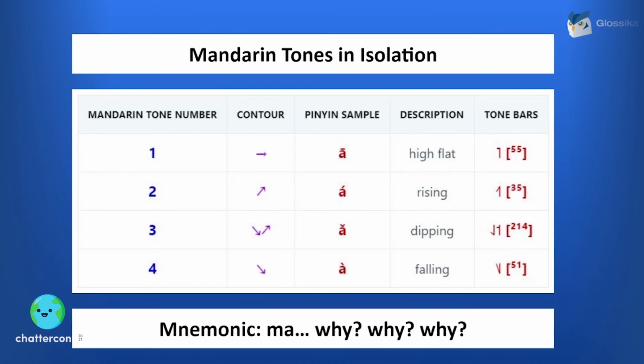So let's go take a look at Mandarin tones in isolation. Now, we talked about this a little bit earlier, but if we use a mnemonic, which is ma, why?